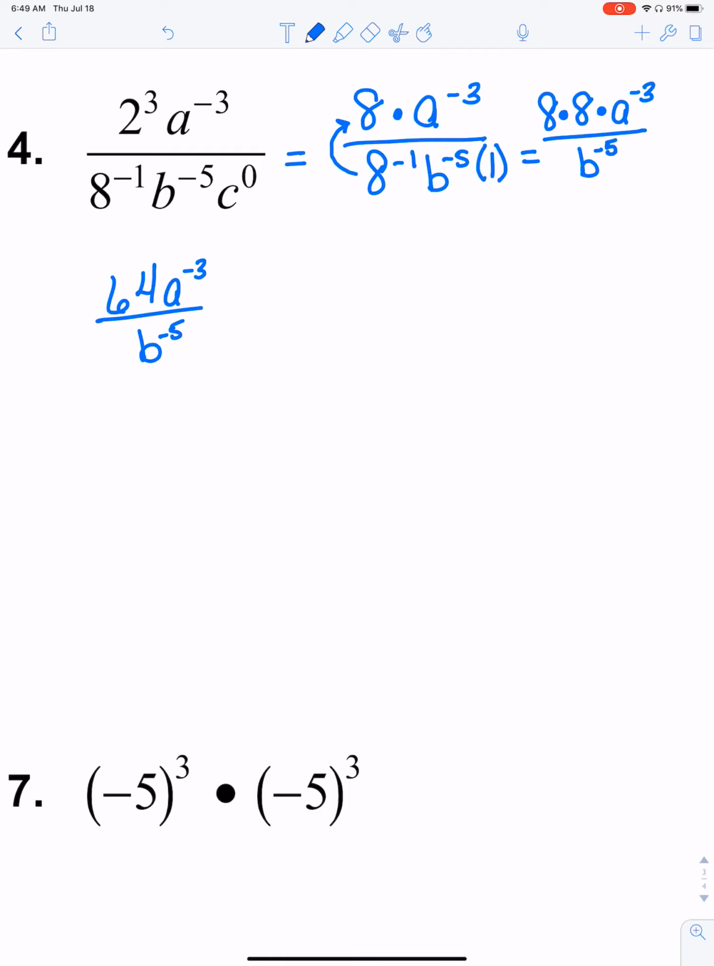I'm not done yet because I have to get all of the negative exponents out of my expression. So a to the negative third needs to be brought down, while b to the negative fifth needs to be brought up. So we do just that. 64 times b to the positive fifth, I brought that up, and a to the third is now in the bottom. And that is our final answer. We have no negative exponents, therefore we know that we are done.